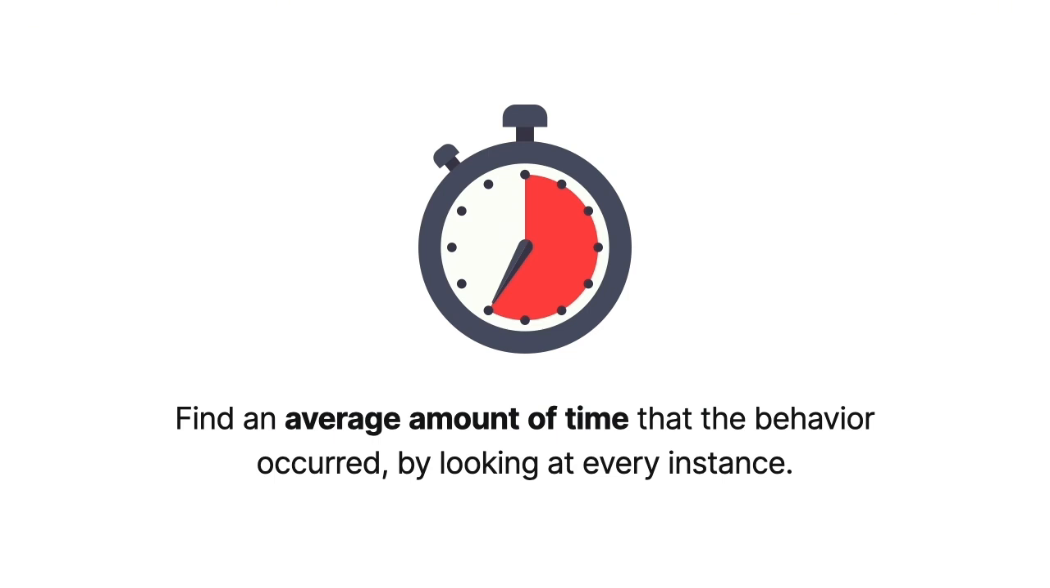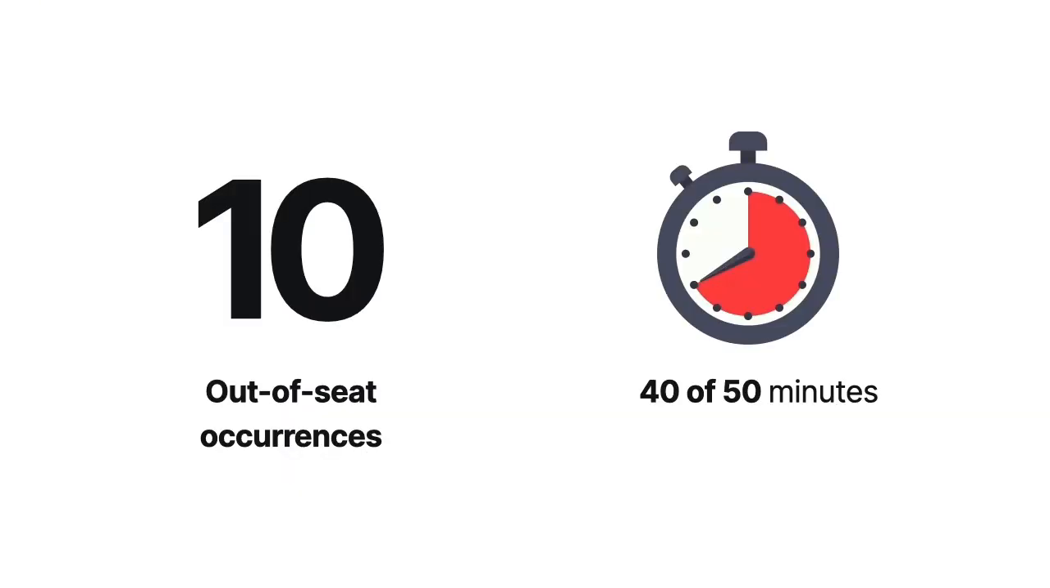You should find an average amount of time that the behavior occurred by looking at every instance. So let's say Jason was out of his seat 10 times for 40 minutes out of the 50-minute observation period, averaging 4 minutes for each out-of-seat incident. You can provide the total amount of time Jason was out of his seat, as well as the average duration per occurrence of Jason's out-of-seat behavior. Both of these are examples of duration data collection.